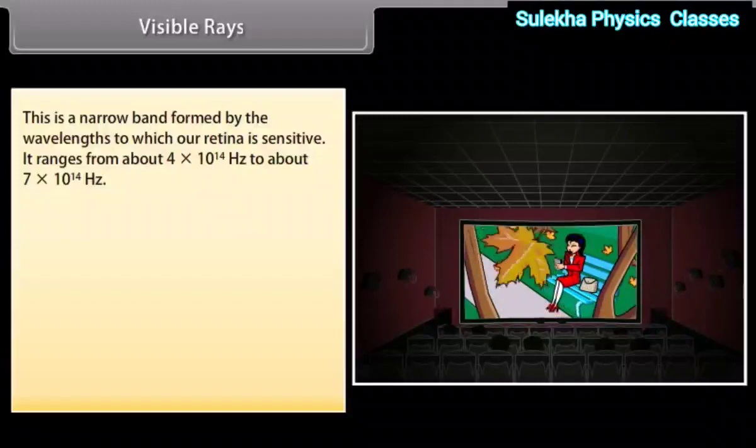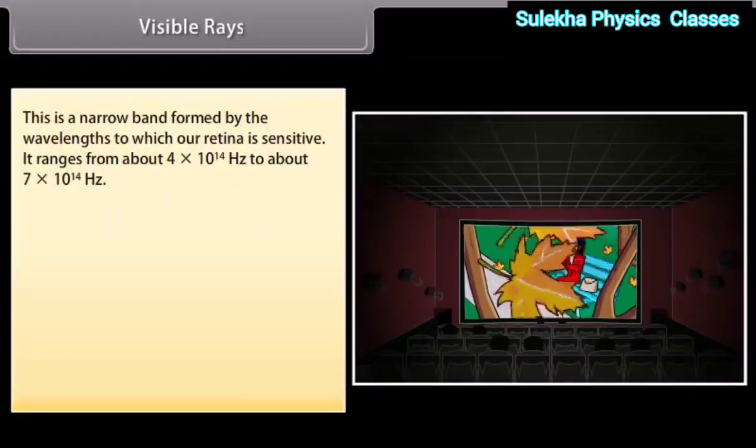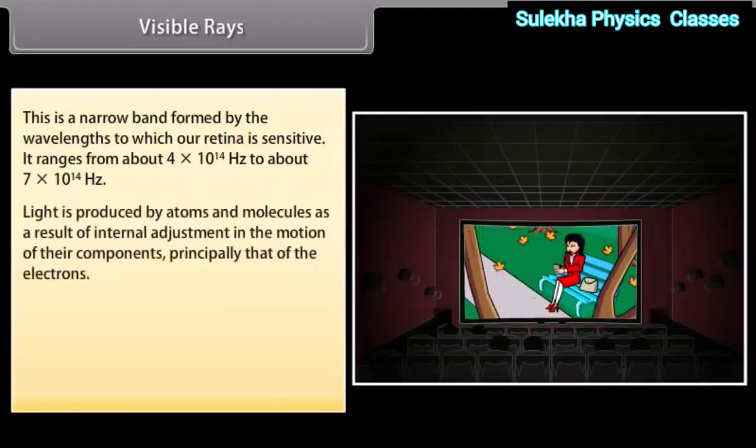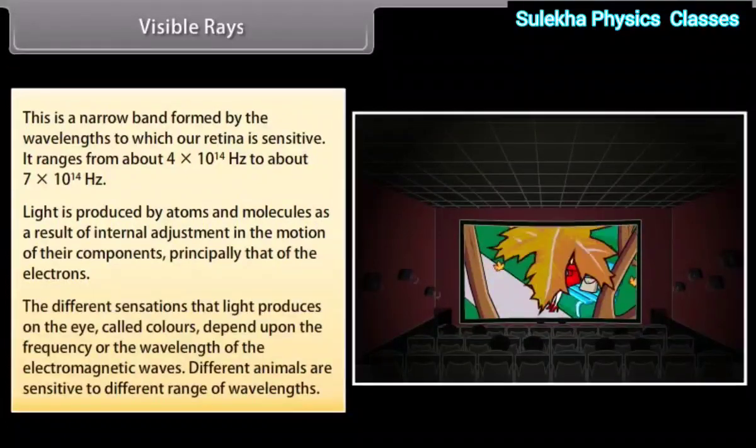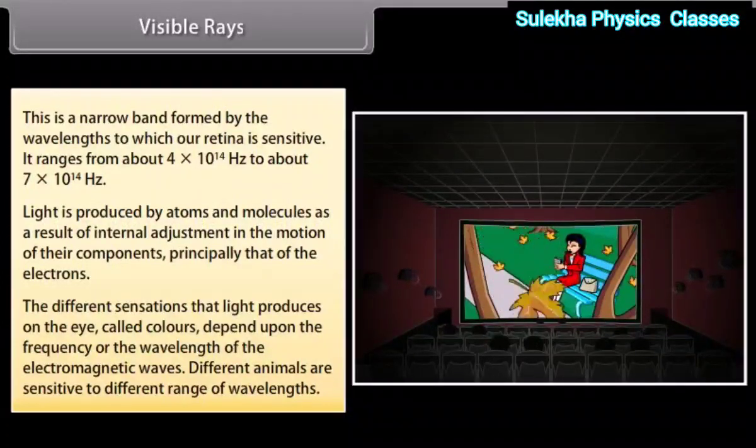Visible rays. This is a narrow band formed by the wavelengths to which our retina is sensitive. It ranges from about 4 × 10^14 Hertz to about 7 × 10^14 Hertz. Light is produced by atoms and molecules as a result of internal adjustment in the motion of their components, principally that of electrons. The different sensations that light produces on the eye, called colors, depend upon the frequency or the wavelength of the electromagnetic waves. Different animals are sensitive to different ranges of wavelengths.